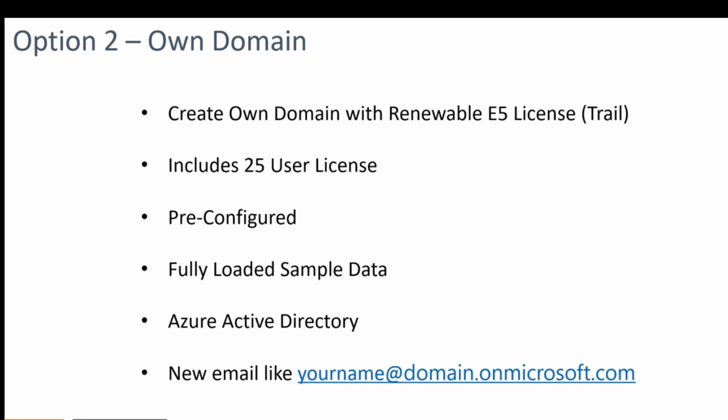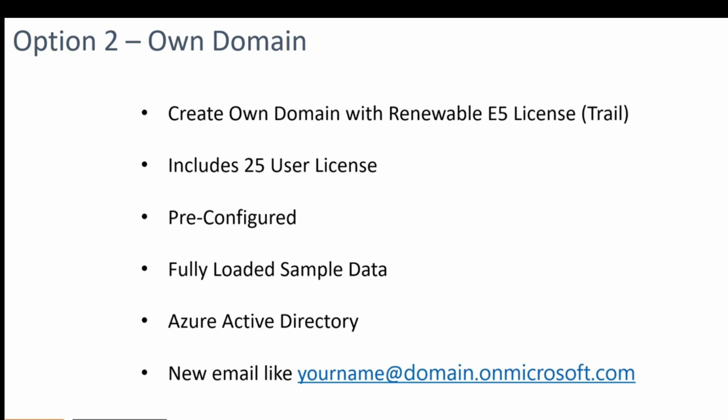Like, I can have my own domain, and it's pre-configured, and you can see that the sample data is already there, and it has Azure Active Directory also. So if you want to test out concepts like groups or Teams, you can use this model, the Wave 2 model. Ideally this creates an email ID, for example your name at the domain which Microsoft creates for you dot onmicrosoft.com. So your email ID is like Stalin at the domain created, dot onmicrosoft.com.